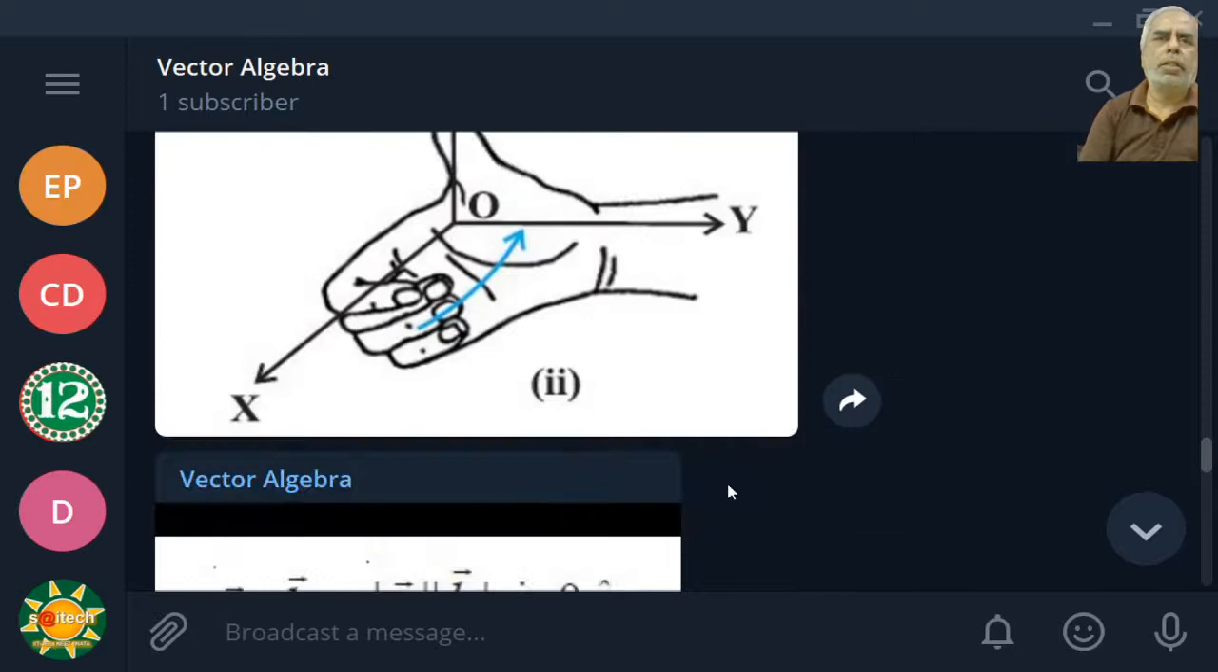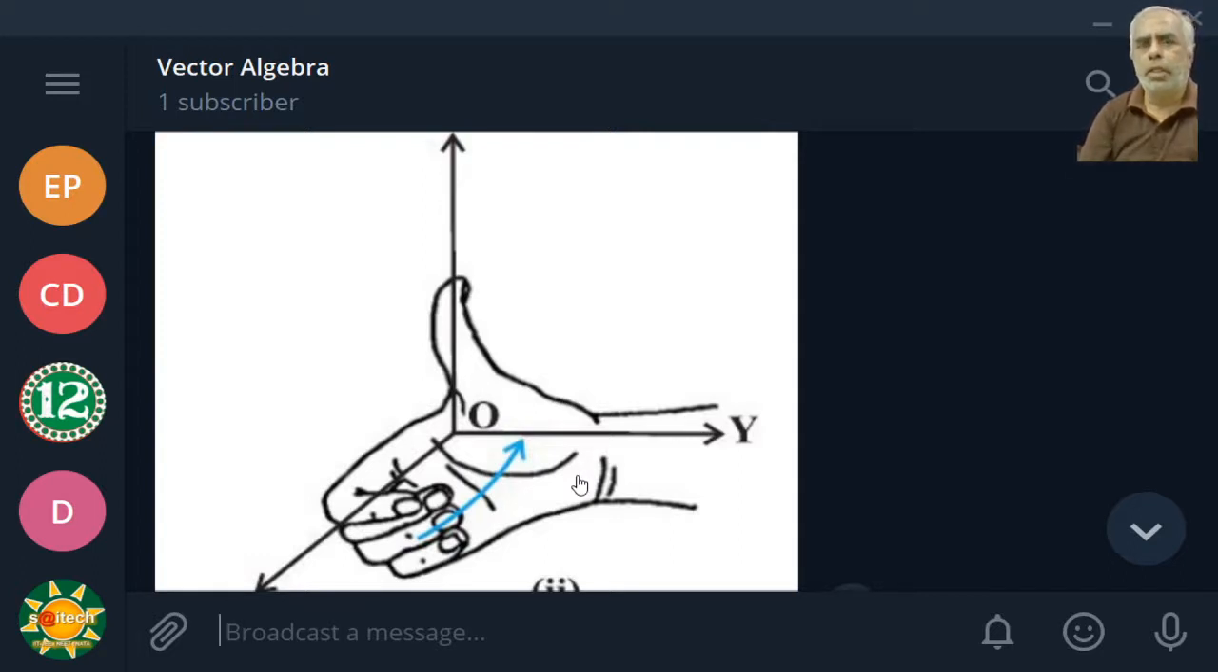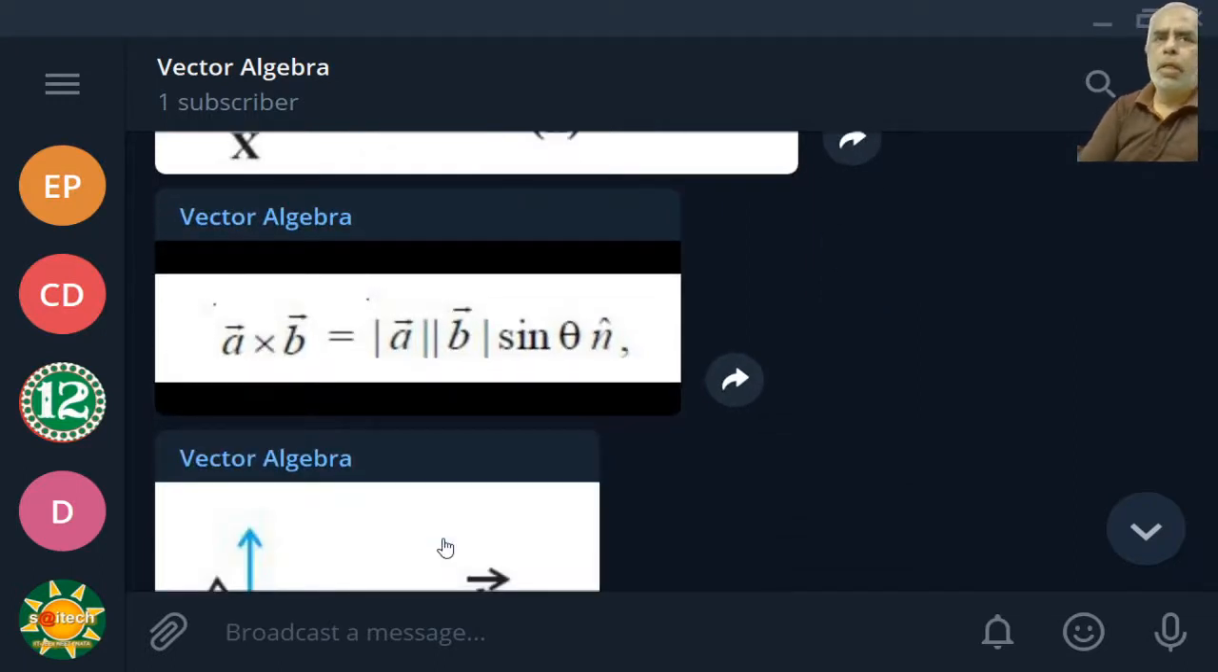In this case, we have already seen the left hand thumb rule in electricity, is it not? Where FBI we have already discussed, that is force, magnetic field and electric field, they are mutually perpendicular to each other. So in that case, how about the current? The current goes up. Then A cross B is equal to, here the formula is, modulus of A into modulus of B into sine theta and n cap.